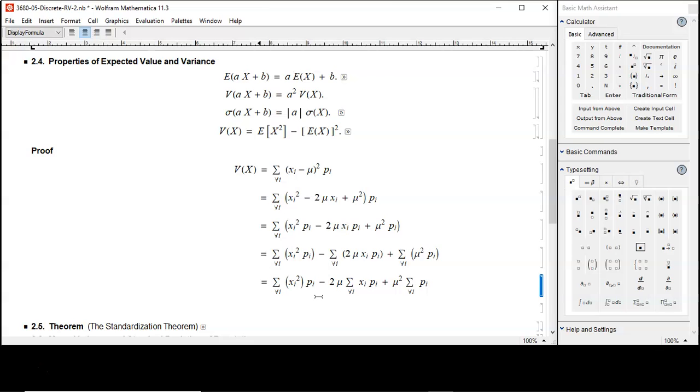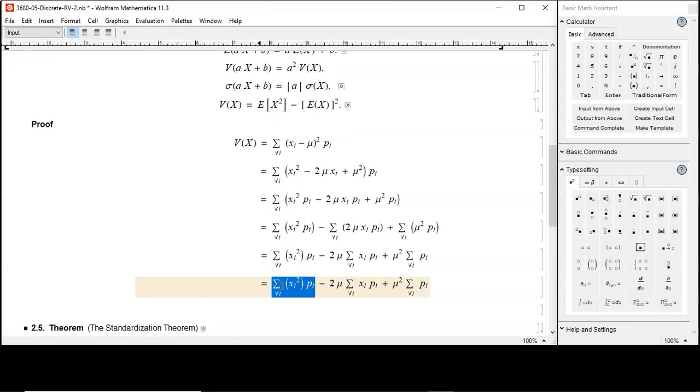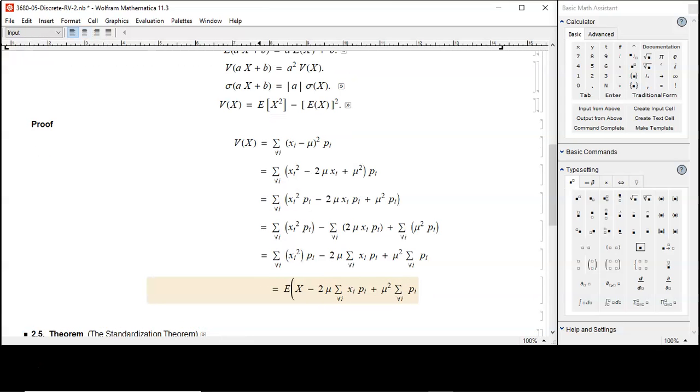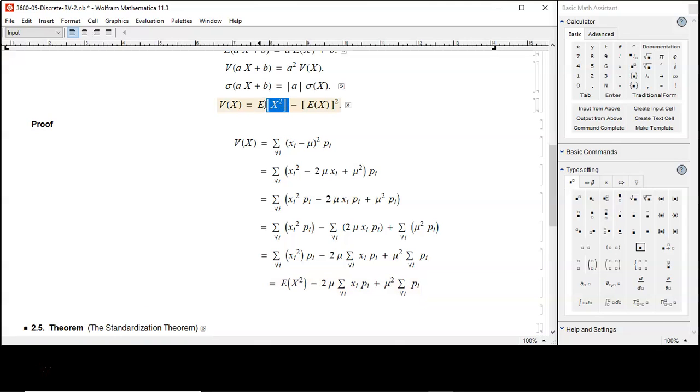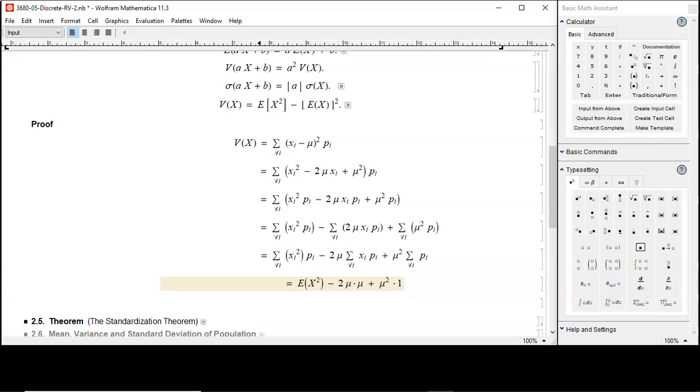Let me write one more line. So this whole thing is expected value of x squared. And okay, looks like I'm in the right track. Now this is expected value, isn't it? X times pi, all those, and then add them all up. So that's times mu. And now sum of all those times 1.